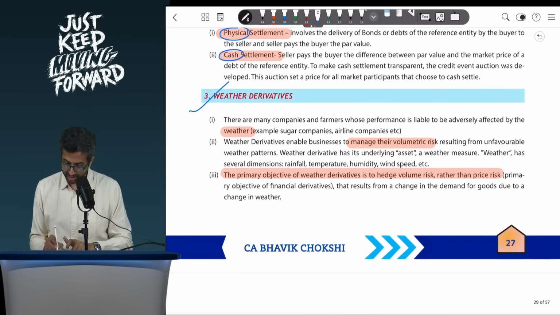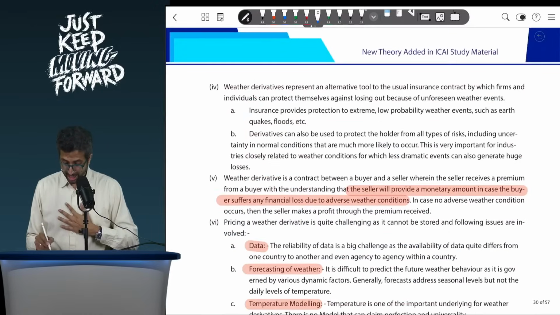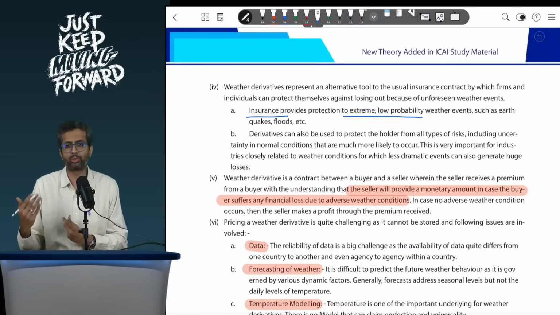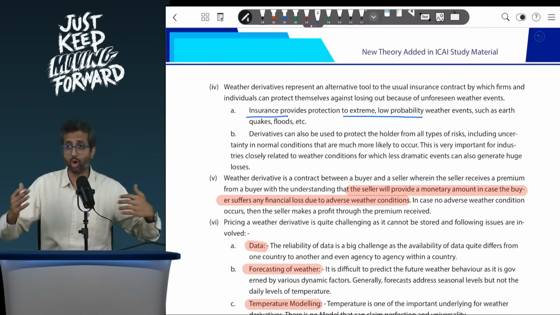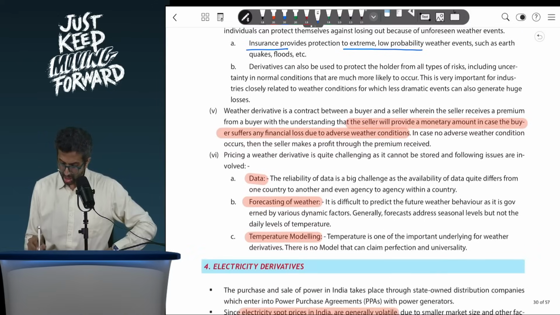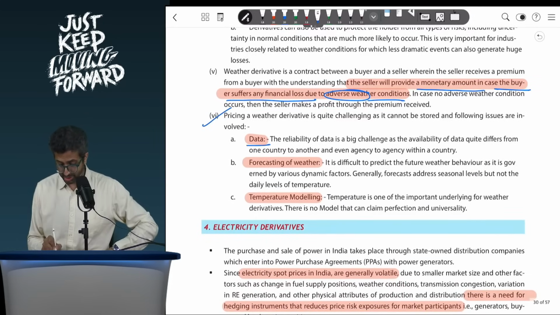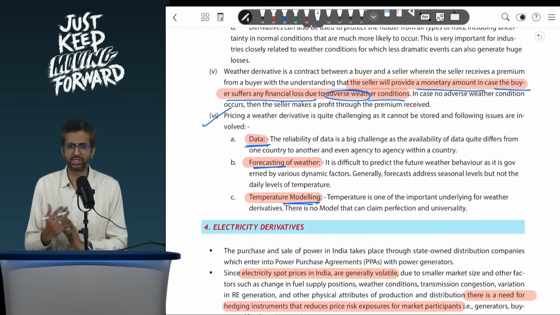So when you look at weather derivatives, the underlying over here is weather, which is used for the protection of volumetric risk as compared to price risk. The primary objective of weather derivatives is to hedge the volume risk rather than the price risk, as we have discussed. Insurance provides protection against extreme low probability events, whereas weather derivatives can provide protection against your regular losses which might arise due to probably lesser rainfall or maybe a higher temperature. The seller will provide a monthly amount in case the buyer suffers any financial loss due to adverse weather conditions and not necessarily floods and earthquakes. The problem over here is the data, forecasting of weather, temperature modeling, all of this is still in a very nascent stage, and hence these are possible challenges.